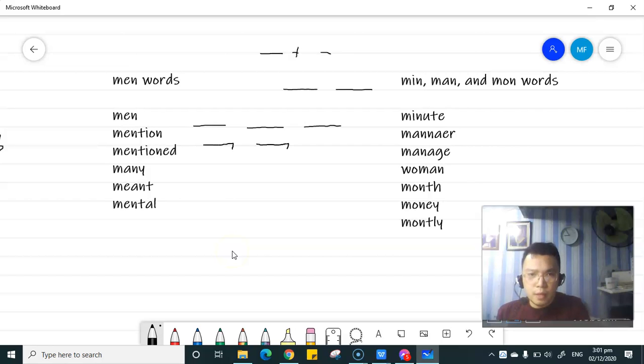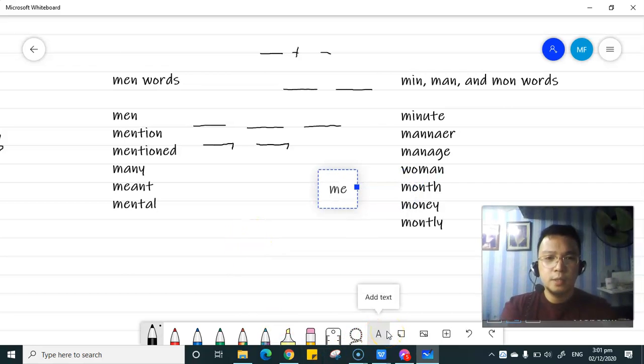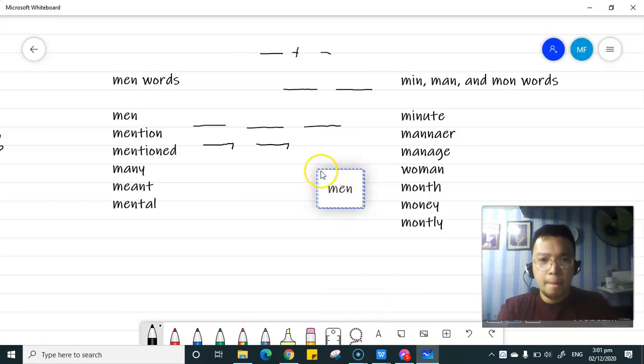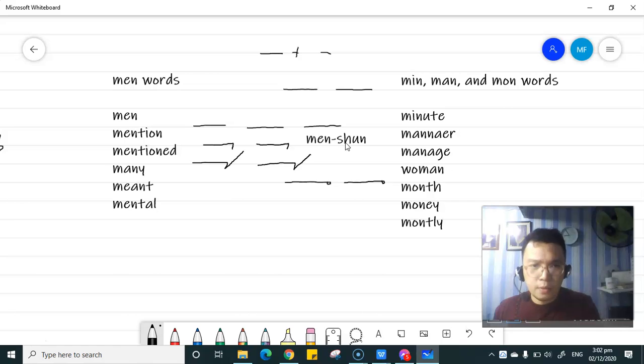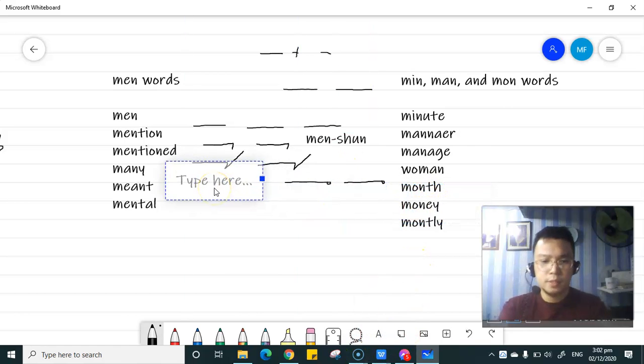Mention. Okay. How are you going to write it in shortened spelling? It should be men and then shun. Okay. Mentioned. Man, ish, the. Okay. Many. Simple as this.